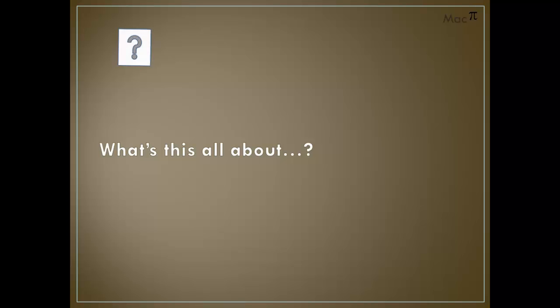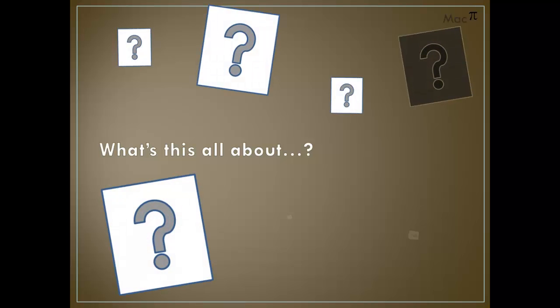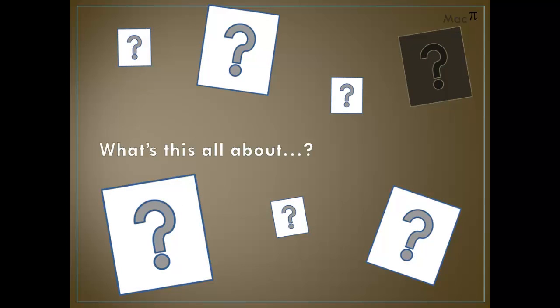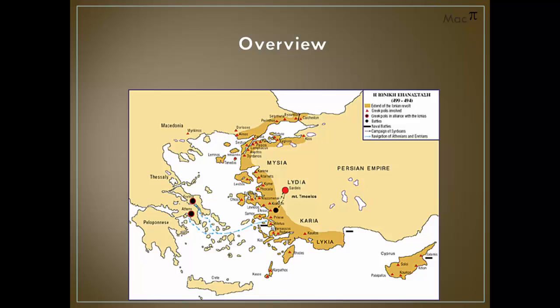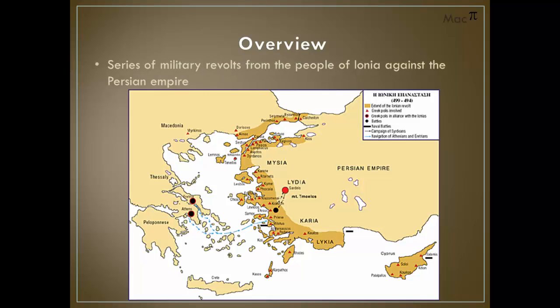So, what's this all about? What exactly is the Ionian Revolt? Let's find out! The Ionian Revolt, beginning in 499 BCE, was a series of military uprisings from the people of Ionia, ancient Greek colonies that rebelled against the geographically enormous Persian Empire.